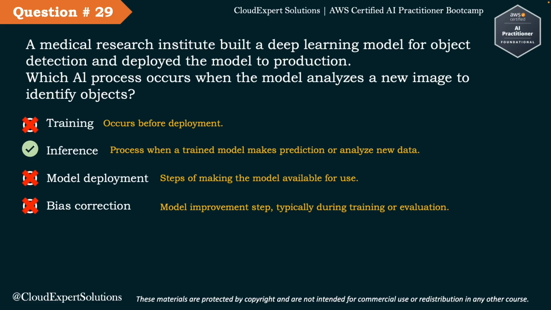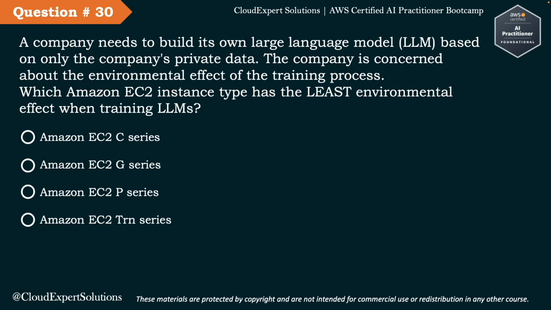Let's move to our last question, question number 30. A company needs to build its own large language model based on only the company's private data. The company is concerned about the environmental effect of the training process. Which Amazon EC2 instance type has the least environmental effect when training large language models?